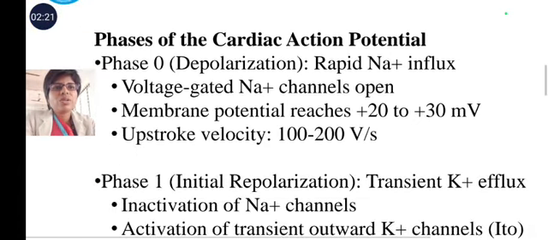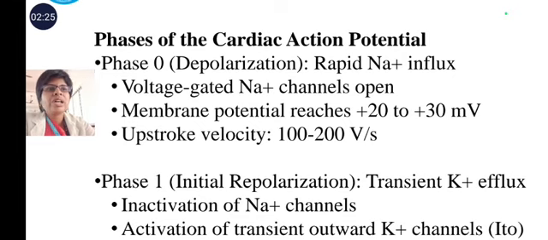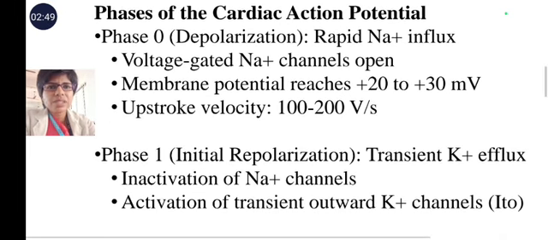So phase 0, initially it is phase 0, that is depolarization. In that there is a rapid sodium influx. Influx means infusion of sodium ions. So voltage gated sodium channels get opened. Initially the membrane potential is 0, and now the membrane potential reaches plus 20 to plus 30 millivolt, and there is an upstroke velocity of 100 to 200 millivolt per second.